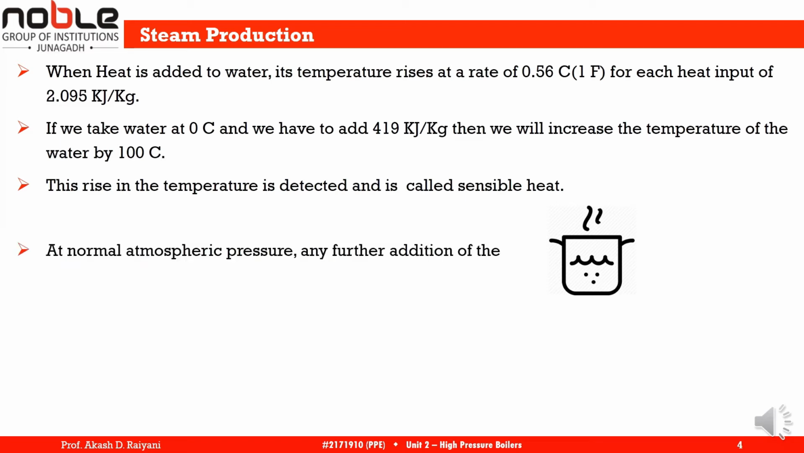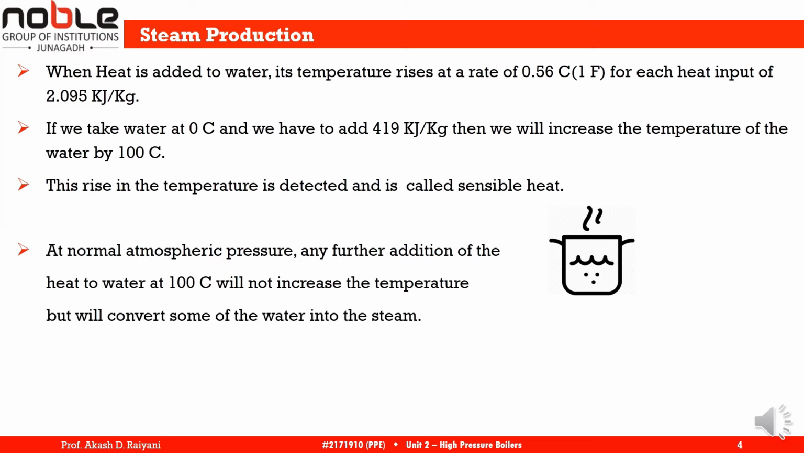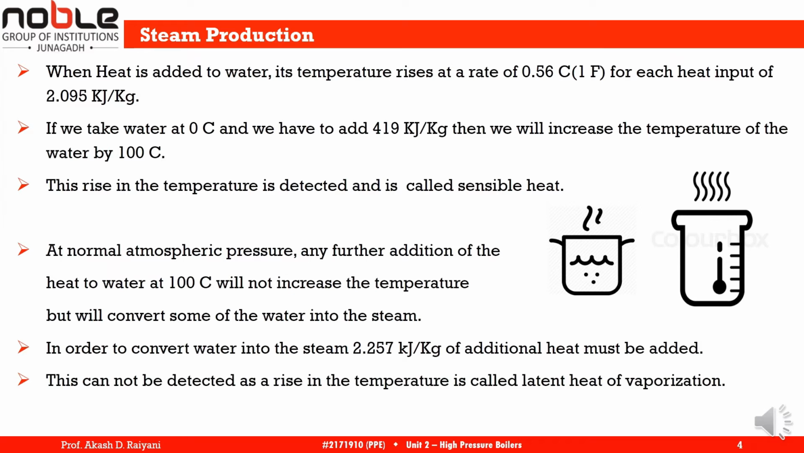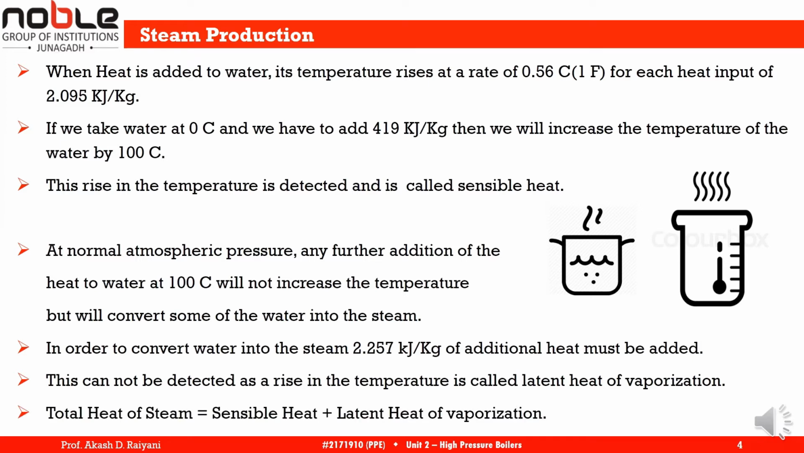This temperature rise can be detected and it is known as sensible heat. At normal atmospheric pressure, any further addition of heat to the water at 100 degree centigrade will not increase the temperature but will convert some amount of water into steam. In order to convert water into steam, 2257 kilojoule per kg of additional heat must be added, which cannot be detected as a rise in temperature and is called latent heat of vaporization. So the total heat of steam is equal to sensible heat plus latent heat of vaporization.